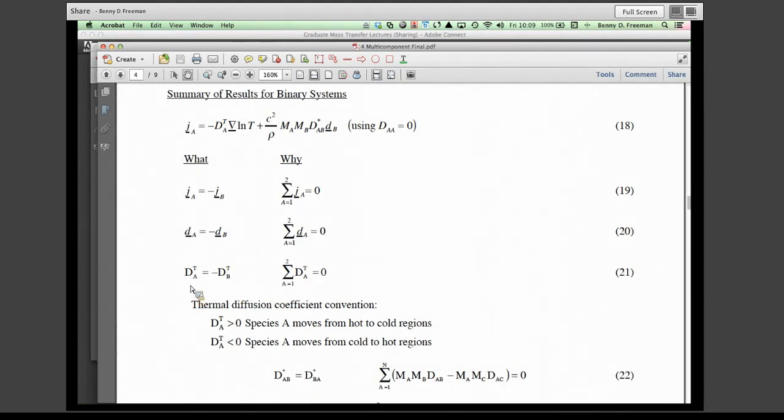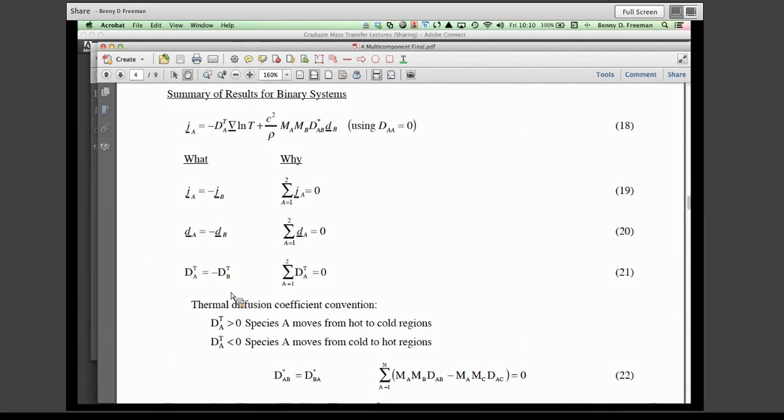And it turns out that these thermal diffusion coefficients in a binary system have to be equal and opposite to one another. If you imagine a binary mixture of components in a tube, and one end of that tube is heated, this will cause mass transfer due to thermal diffusion. And if the thermal diffusion coefficients are greater than 0, then species A moves from a hot to a cold region. And if it moves from the hot to the cold region, then species B has to move in the opposite direction. And so its thermal diffusion coefficient has to be negative.